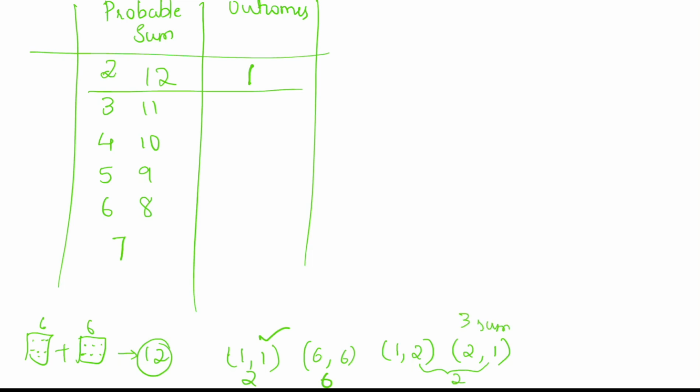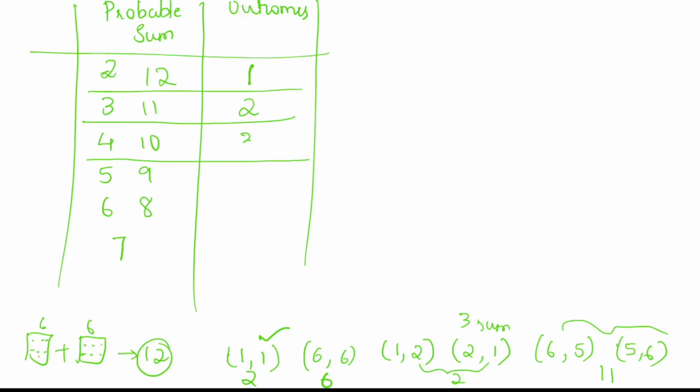Similarly for 11, first dice is 6 and second dice is 5, or first dice is 5 and second dice is 6. Any other possibility when we add to get 11? No, these are the only 2 possibilities. So for 3 and 11 we get 2 outcomes. Similarly for 4 and 10 we get 3 outcomes. For 5 and 9 we get 4 outcomes. For 6 and 8 we get 5 outcomes, and for 7 we get 6 outcomes.